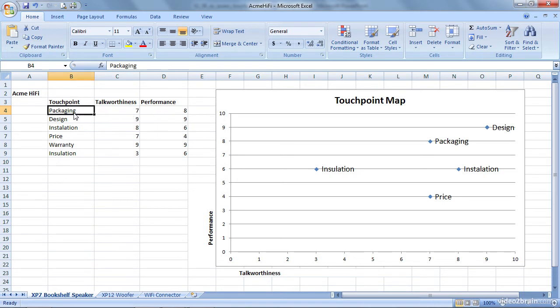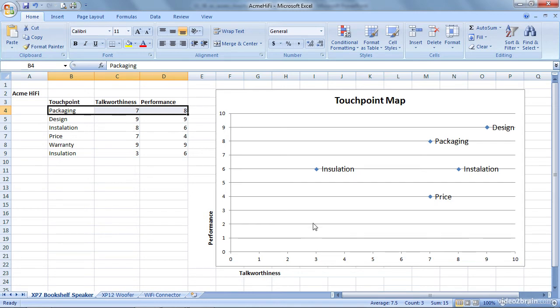So for example, in packaging, what we're saying is we have a relatively high talk-worthy thing. 7 is pretty high up there, and a performance of 8. So on a scale of 0 to 10, I have a performance of 8 out of 10, and a talk-worthiness factor of 7 out of 10.